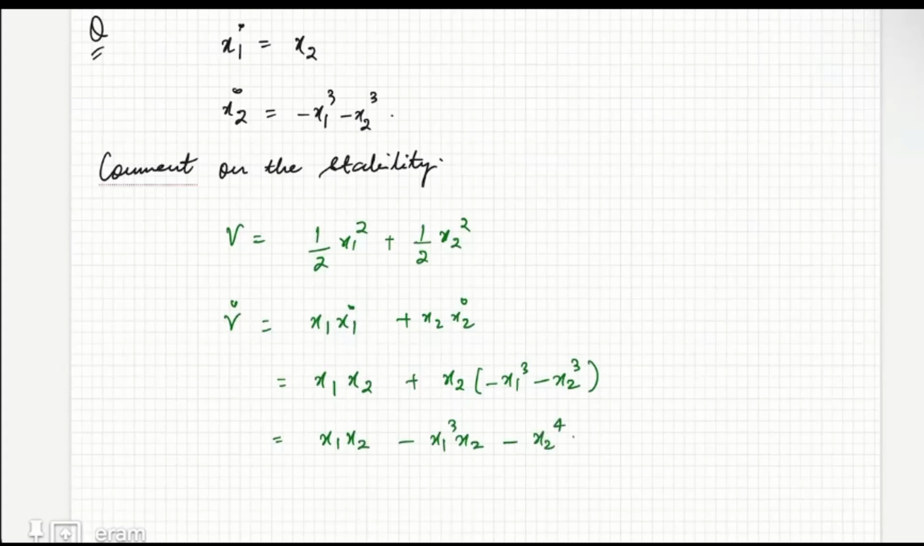when you see, the derivative of V is such that we cannot comment anything about it, because we have this sign indefinite term x1 x2, and again we have this sign indefinite term x1 cube x2, and then we have x2 to the power 4. Then how can we proceed in order to analyze the stability of the system? Because for this case we land up with sign indefinite terms for the derivative of V. Then how should we proceed?